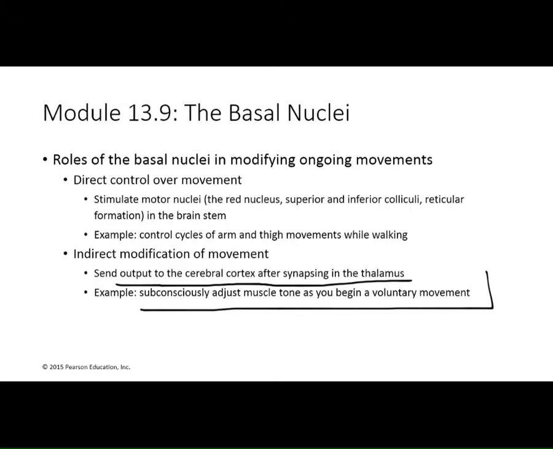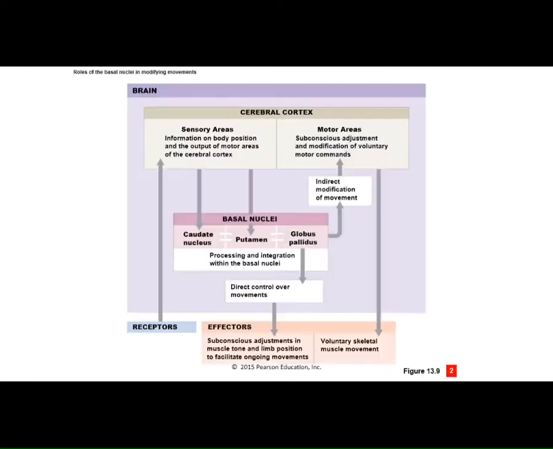You may not even think about it because these things happen so fast, but even before you voluntarily move a skeletal muscle, your subconscious and part of your basal nucleus has already started adjusting the muscle tone in anticipation of your voluntary movement, right? So these are all very subtle differences, but problems here would have issues with coordinated movement.